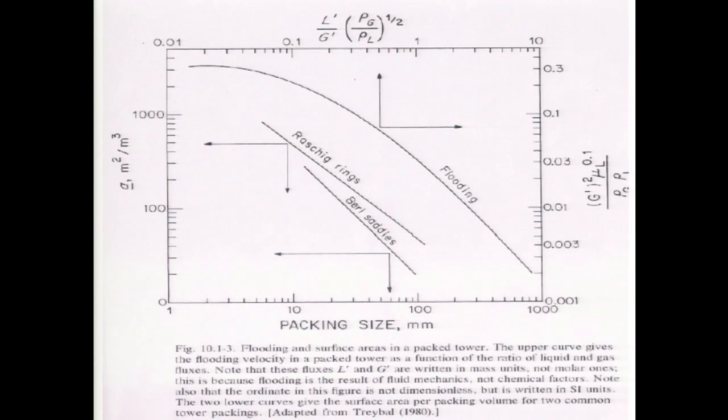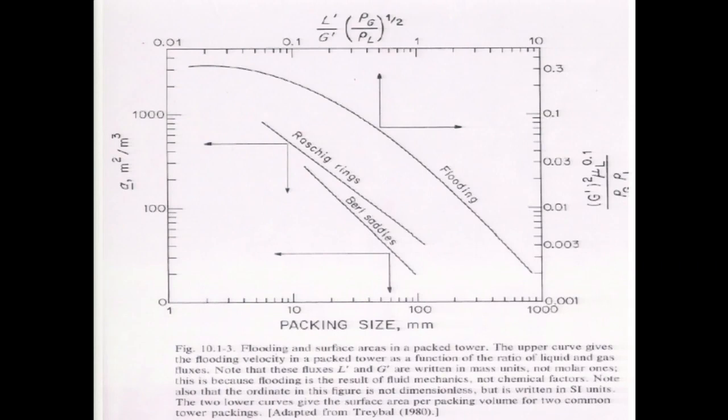This is the flooding curve I want you to concentrate on. Look at this abscissa where we have L prime to G prime ratio. That is known to you. The rest is densities, so that is known to you. On the ordinate corresponding to these abscissa values, we have G prime square and then viscosity to the power 0.1 for liquid and rho G rho L product.